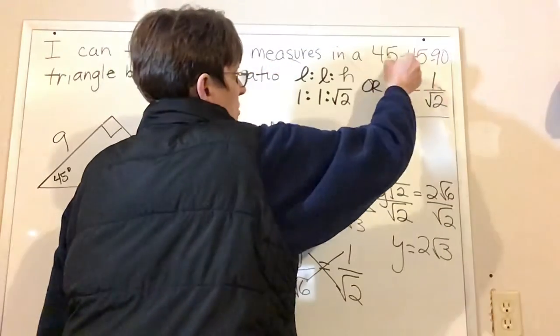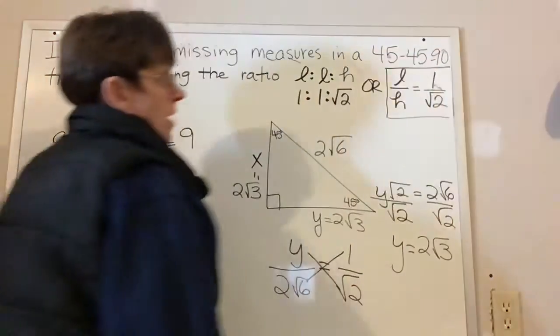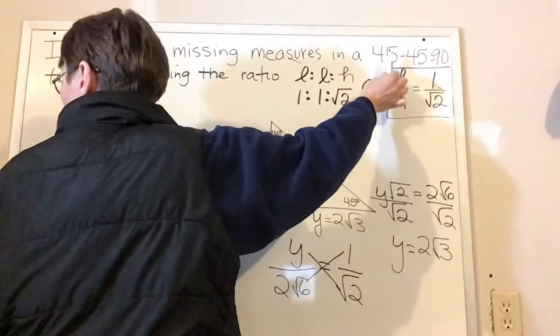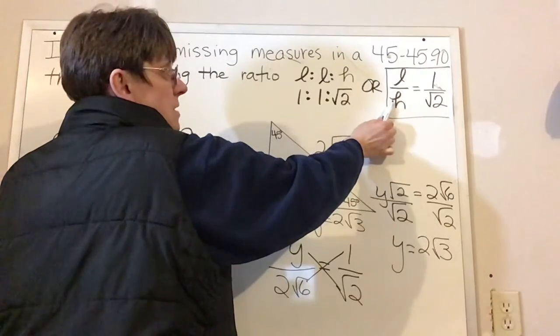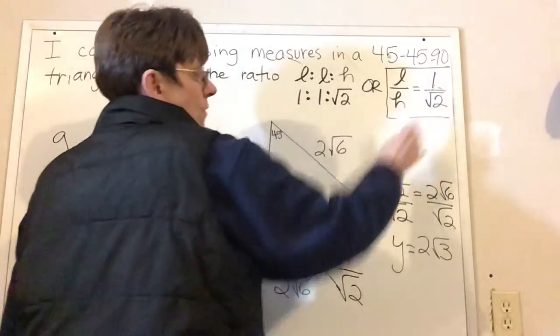So make sure that you're using this proportion right here. Always put your leg measurement on top, your hypotenuse in the denominator, with 1 over the square root of 2.